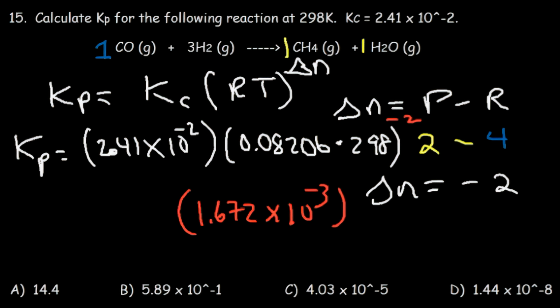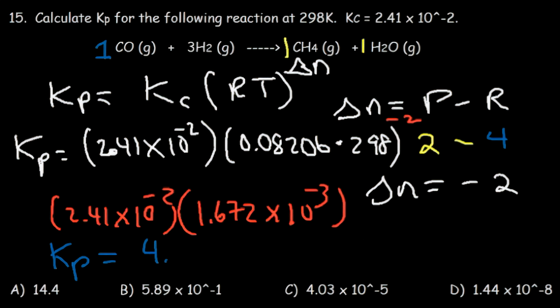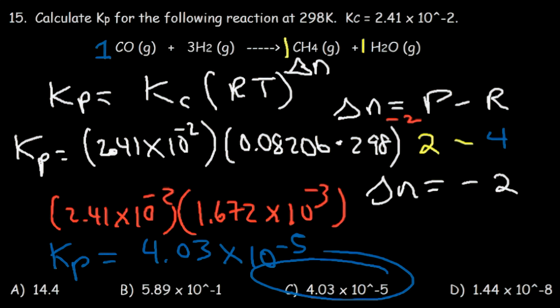And then we're going to multiply that number by 2.41 times 10 to the minus 2. So the final answer is equal to 4.03 times 10 to the minus 5. So answer choice C is the right answer.